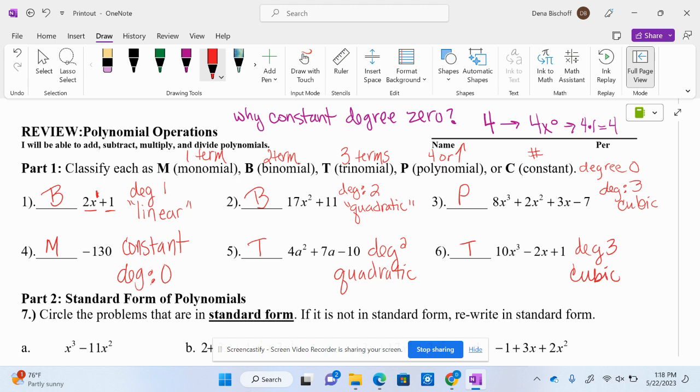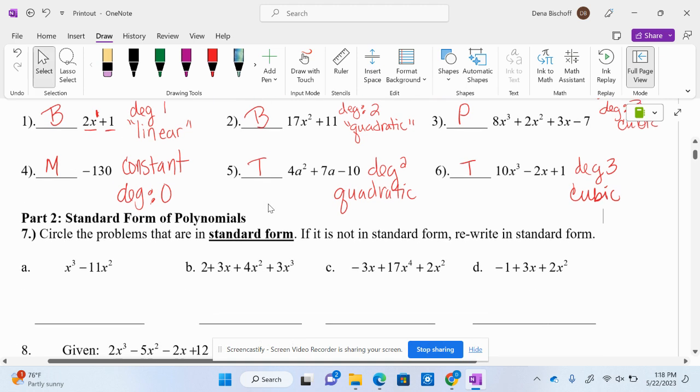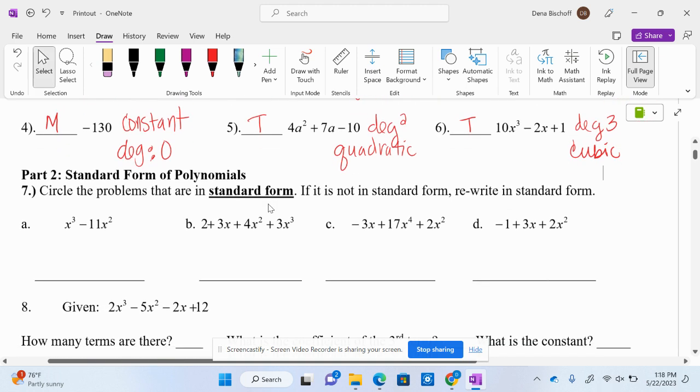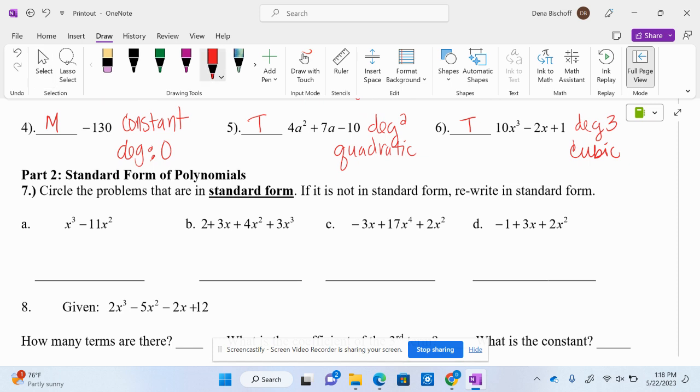Okay, now we're going to write stuff in standard form. What does it mean to put a polynomial in standard form? Yes, yeah, so we need to go from the largest to the smallest in terms of degree, right? Largest to the smallest in terms of degree. So that's what standard form is. We go from the largest degree to the smallest degree.